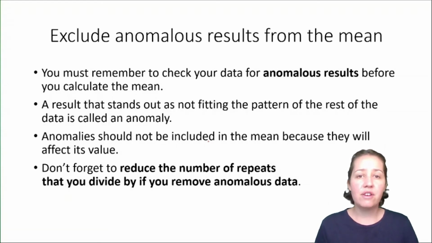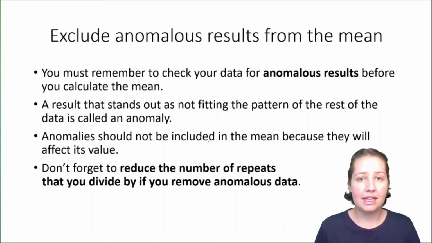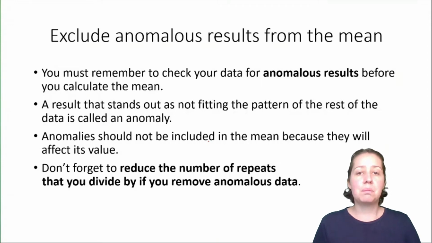If they're all within 5 units, then something that's 10 units out would be an anomaly. However, maybe there's a variation of 20 units between them on average, in which case, well, it's 10 units out, that's not an anomaly. So it depends on the data that you've collected and how close the scattering of it is, and you have to take each case separately.